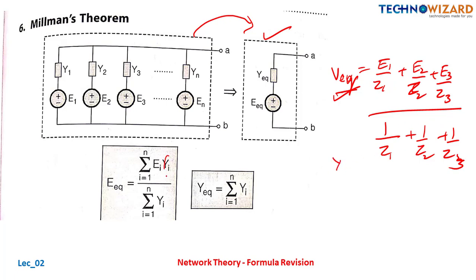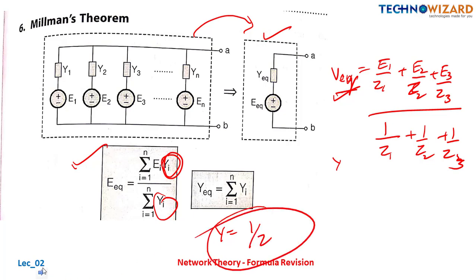Therefore, we have written the formula in terms of admittance, because Y is equal to 1 upon Z. Okay, this is Millman's theorem.